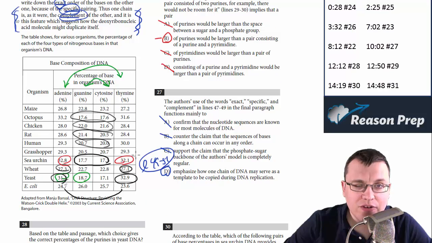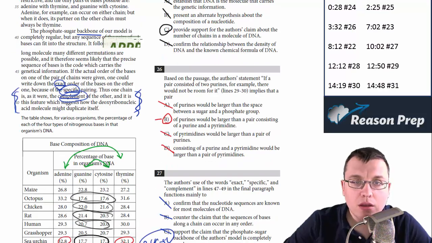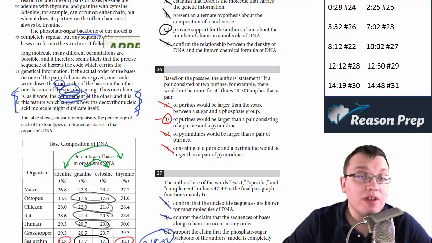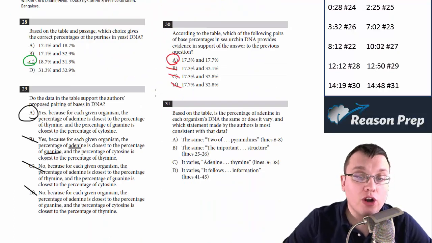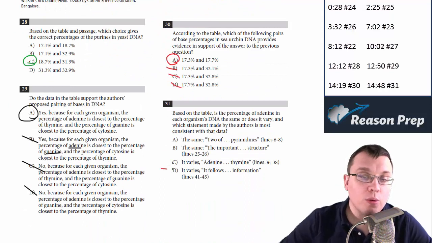Let's try D first. Just picking one randomly. It follows that in the long run, many different permutations are possible, and it therefore seems likely that the precise sequence of bases is the code which carries the genetic information. So yeah, there we go. This part is suggesting that there are different amounts of each because you've got different codes of each. So that looks good, but we'll check the rest.